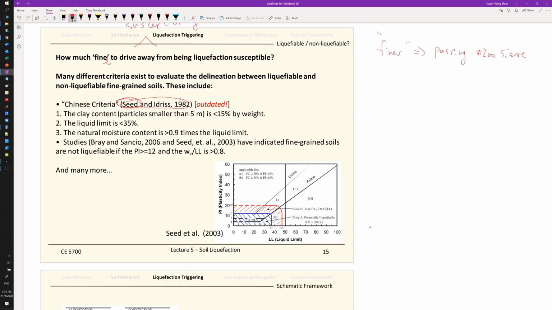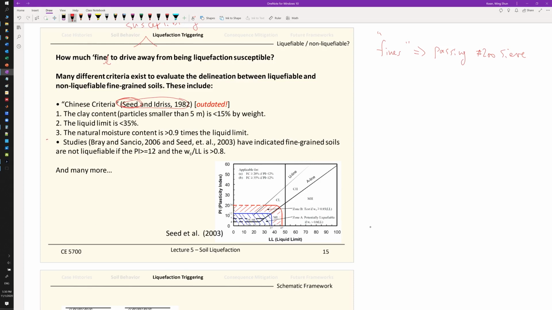So the Chinese criteria is saying when you have a clay, the clay content is less than 15% by weight, and also the liquid limit is less than 35%, and the natural moisture content is greater than 0.9 times the liquid limit. If that happens, then it is susceptible to soil liquefaction. But this is outdated. Don't use it.